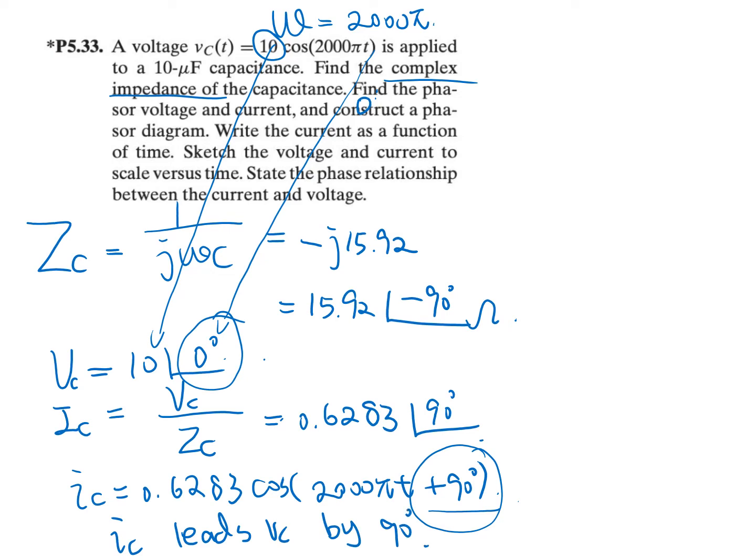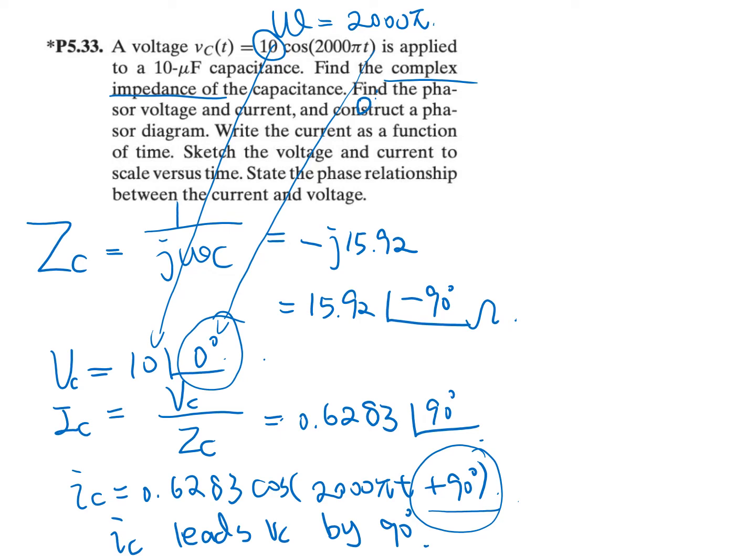Well, this is actually a common rule for the capacitors and the inductors. For capacitors, current always leads the voltage across the capacitor by 90 degrees. And for inductors, that's the opposite. The voltage always leads the current by 90 degrees.